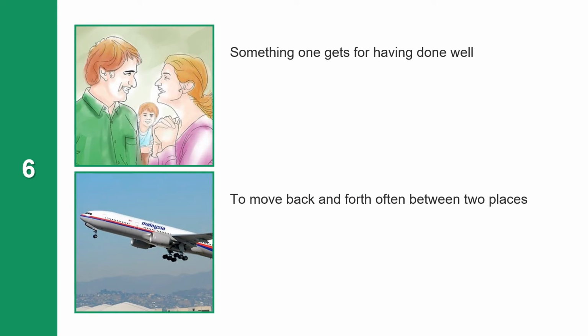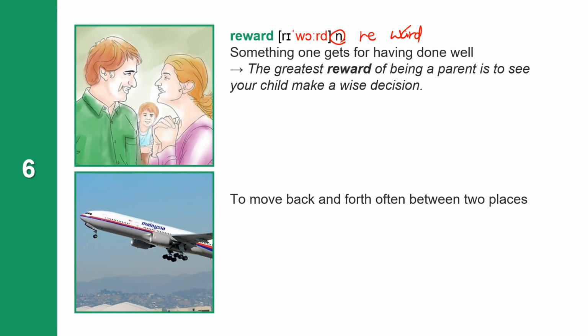Next one: something one gets for having done well. It is reward. Reward is a noun and it has 2 syllables. R-E-W-A-R-D. Accent on the second syllable. Reward is something one gets for having done well. The greatest reward of being a parent is to see your child make a wise decision.